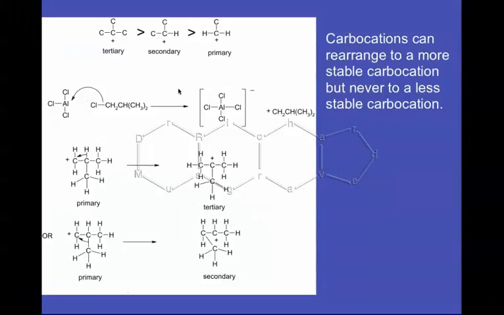I just wanted to give you a little bit more about carbocation rearrangements as well. Now, as I had said earlier, the tertiary carbocation is more stable than secondary, which is more stable than primary. And we can see the tertiary is characterized by having 3 C's connected to the C+, the secondary 2 C's connected to the C+, and the primary just 1 C connected to the C+.